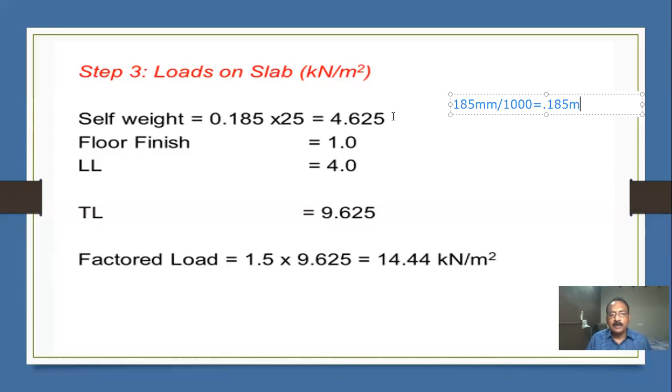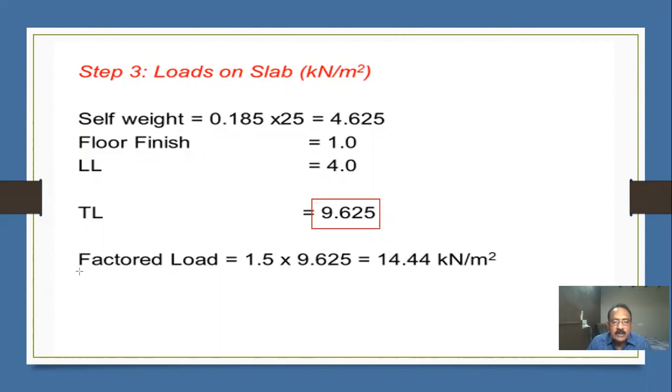You must remember and recollect the data. The floor finish is 1 kilonewton per meter square, which is given in the problem. The live load given is 4 kilonewton per meter square, that is also given. If you add these, you will get the total load of 9.625 kilonewton per meter square. But this is a working load.